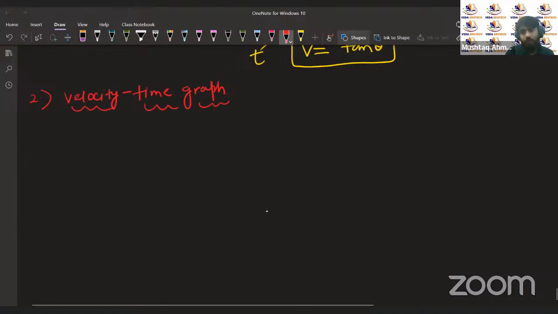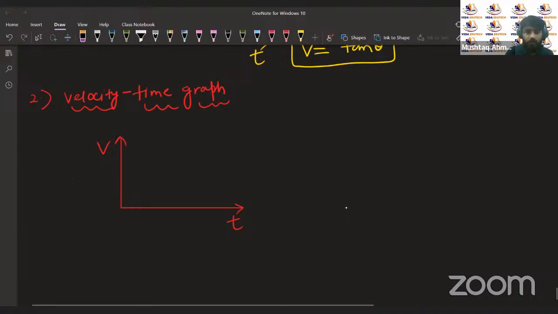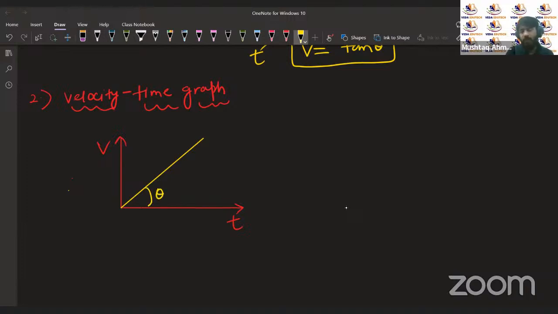Let's suppose this represents a velocity time graph. Let's suppose this is the angle theta here, and we know that it's a straight line once again. So the slope of this velocity time graph is a constant.